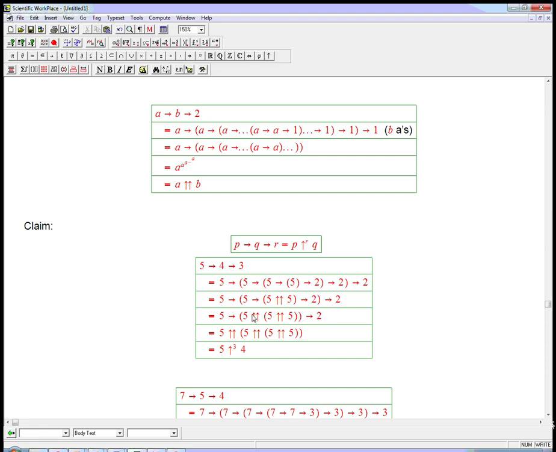And then that's getting put into the 2 machine, the machine with a 2 at the end, and we know that's a double up arrow machine. And let's guess what we get. We get recursive or iterated double up arrows, and there's 4 of them. So we get 5 triple up arrow 4.